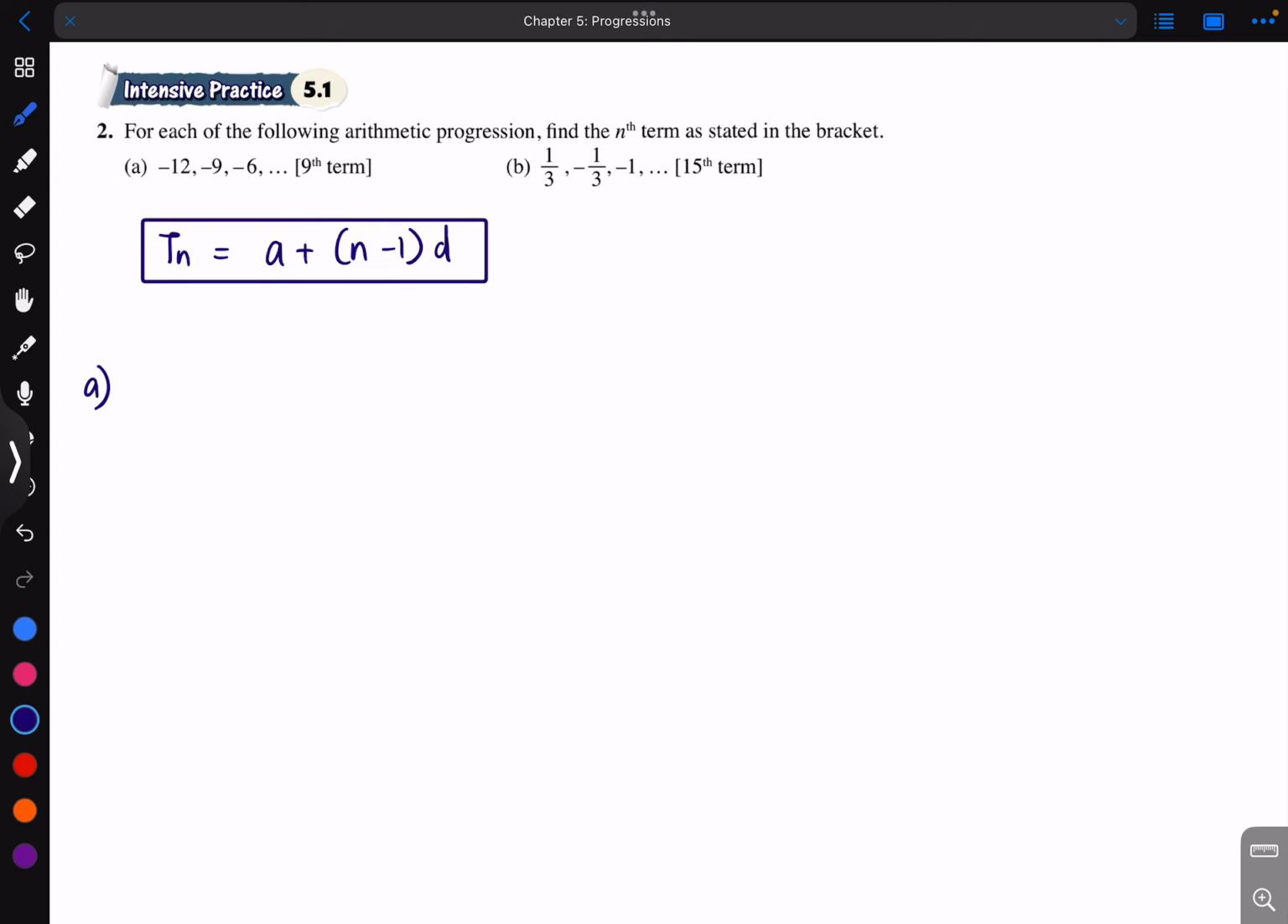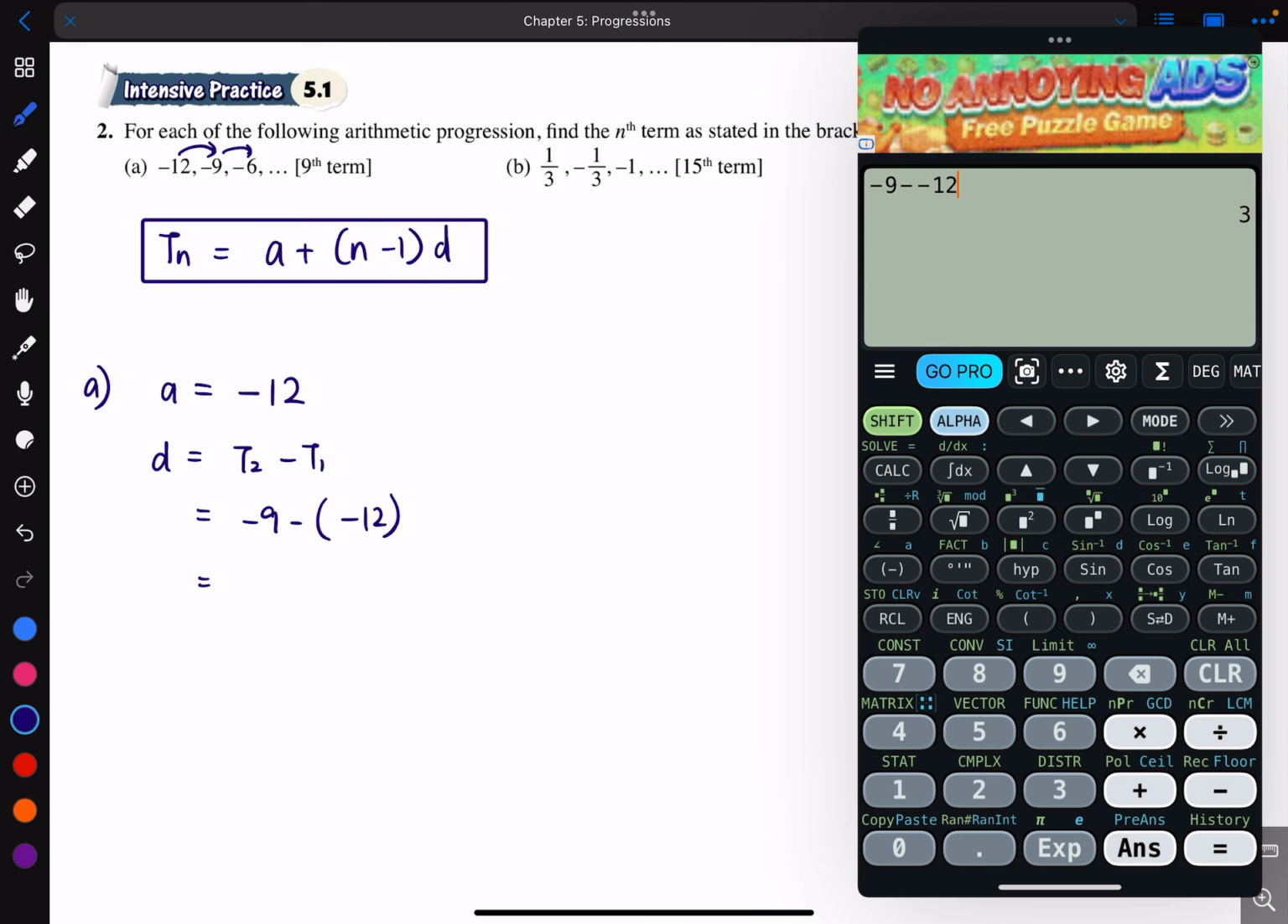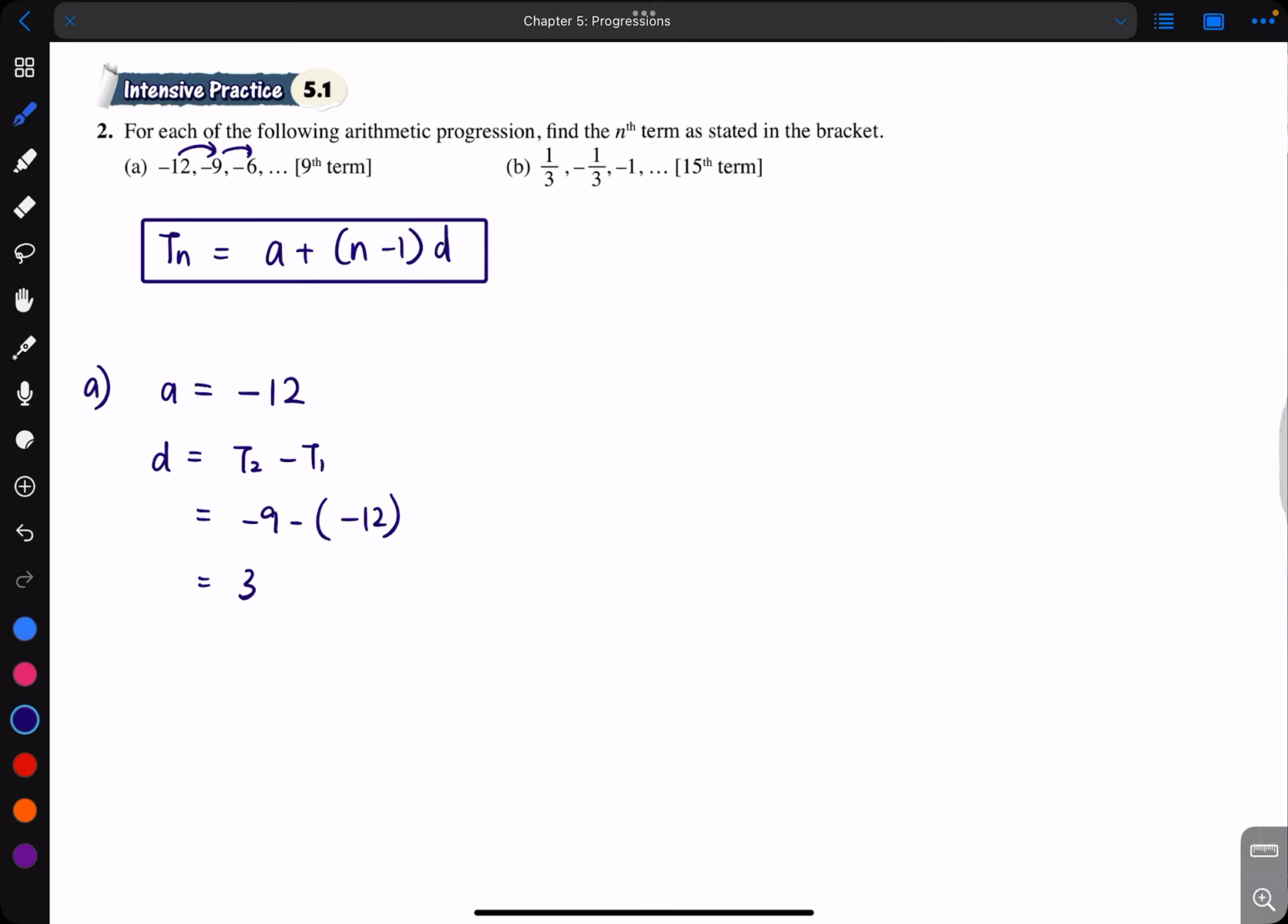Okay, let's look at A. So here we have -12, -9, -6. So a is -12 because a is always the first term. Then we need to find d. d is the difference. So to find d, we just do T2 minus T1. T2 is -9. T1 is -12. So -9 minus -12, we get 3. So the d is 3. It increases by 3. And this will be the progression.